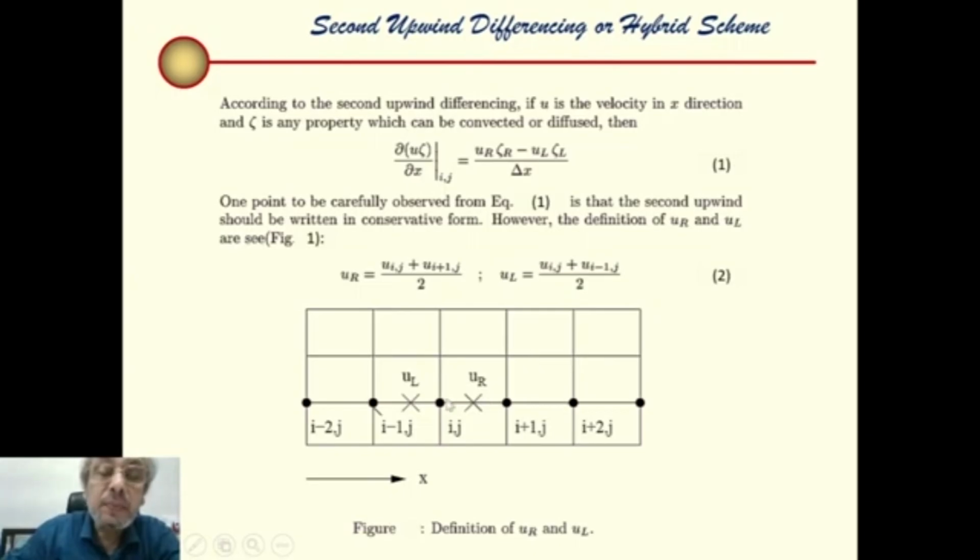These are the right point, to the right of the point of interest, and this is the left point, to the left of the point of interest. The point of interest is i,j. And we'll write the finite difference quotient at this point, i,j, del x of u zeta. And u is the carrier velocity, which is defined at the r and l points. We have explained this already.